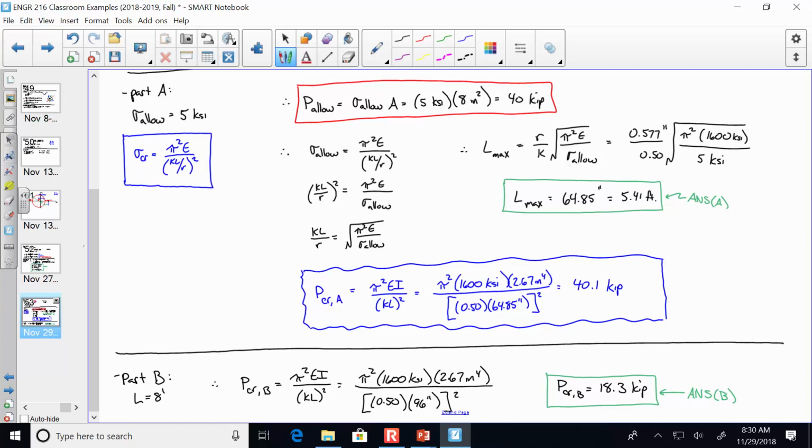Now, if you're paying attention, let me ask you this. What is the capacity of a column that's 1 foot long? Pop quiz. Go ahead and compute this if it's 1 foot, 12 inches. What's that? 912.